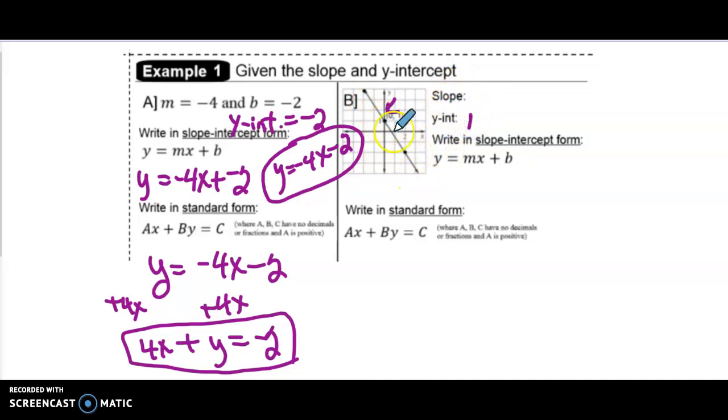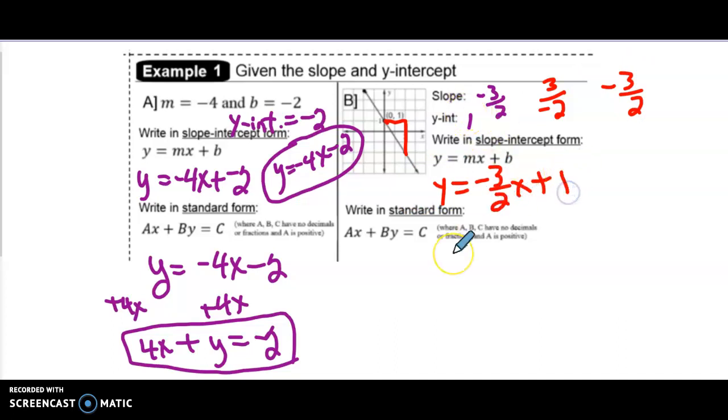Slope, I'm not really sure, but I see 2 points, so I'm going to count down 1, 2, 3 to the right 2. Down 3 to the right 2. My friend might have gone the other way. Maybe he started here, then he went up 1, 2, 3, and to the left 2. Maybe he went +3, -2. Either way, the slope is -3/2. So I have my slope, and I have my y-intercept of 1.